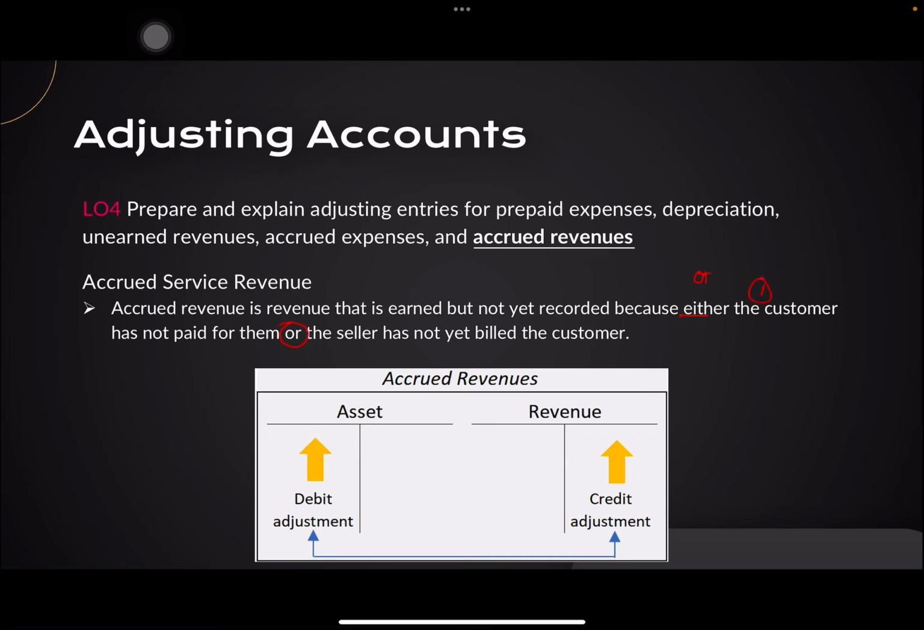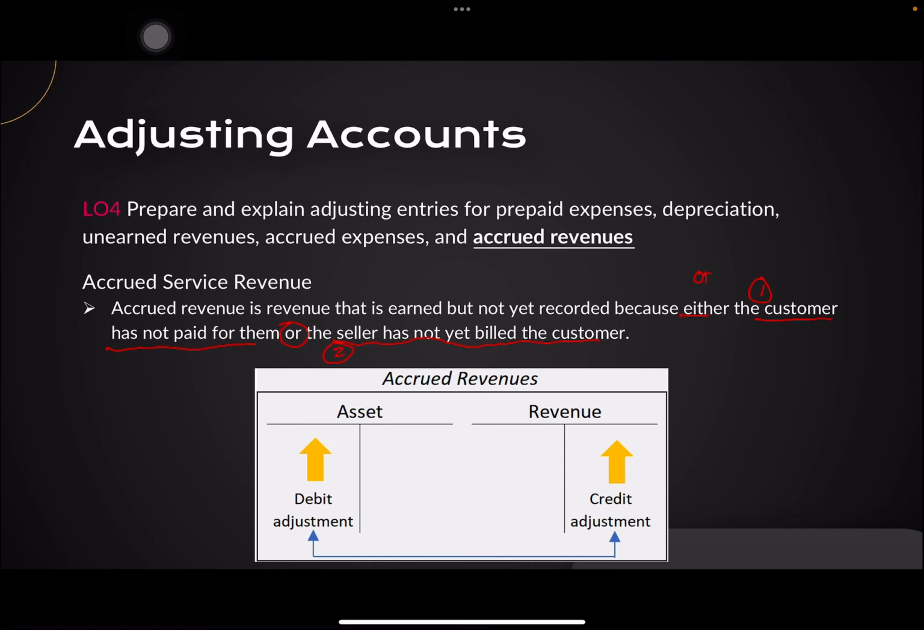First, the customer has not paid yet, whatever the amount due. And number two, the seller, us, has not yet billed the customer. So in number two, we haven't billed the customer yet. We haven't requested payment for the services that we provided to them. And the first one is from the point of view of the customer, they didn't pay the amount due to us yet.